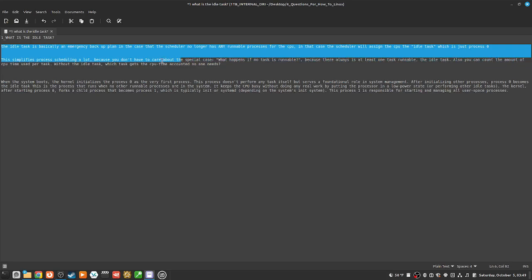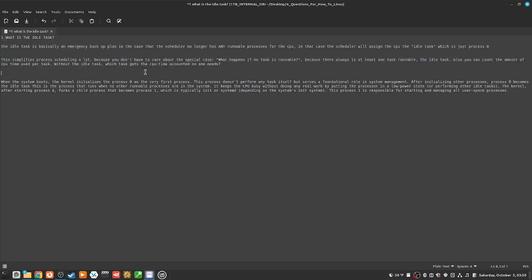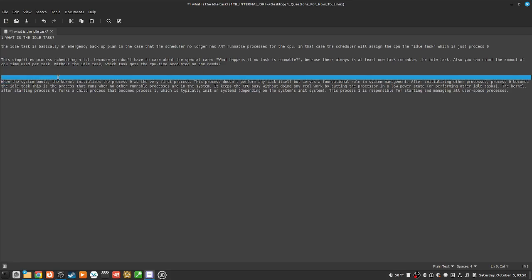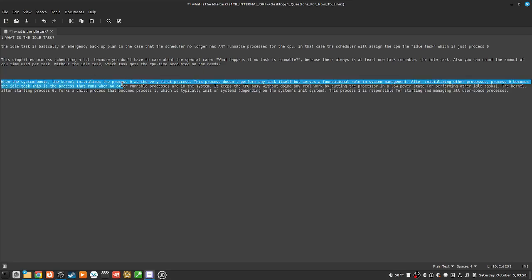You can always count on it. Also, you can count the amount of CPU time per task. Without the idle task, which task gets the CPU time accounted? No one. When the system boots, the kernel initializes process 0 as the very first process.